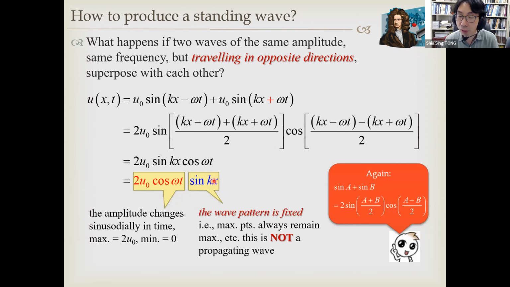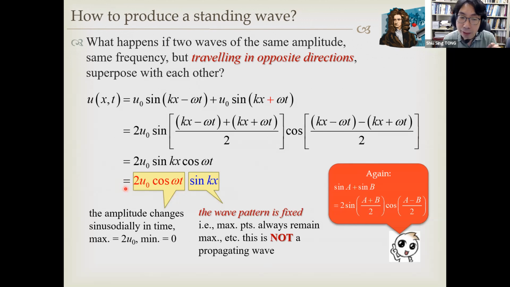And at a certain point, you may find that the amplitude is always greatest, and at other points, the amplitude is always 0. So that is obviously a fixed pattern. So the wave pattern is fixed. The maximum point always remains maximum. The minimum, the 0 point, always remains 0. So this is not a propagating wave.